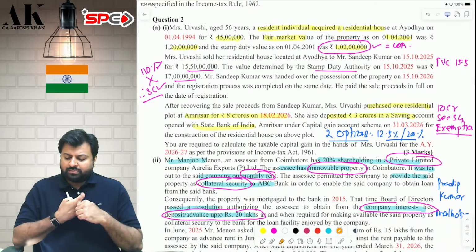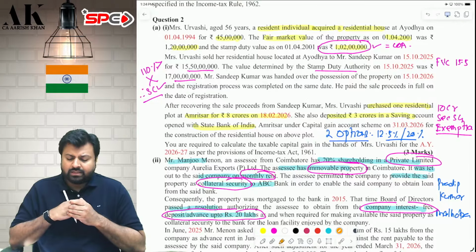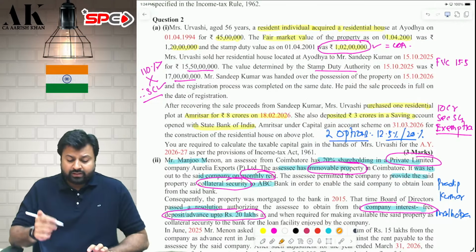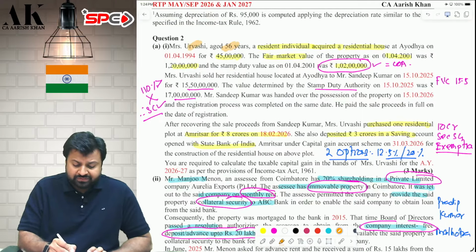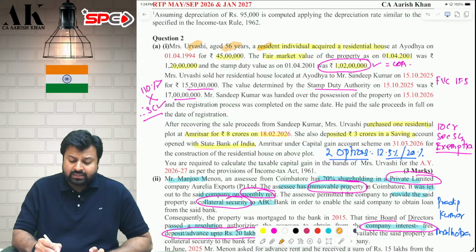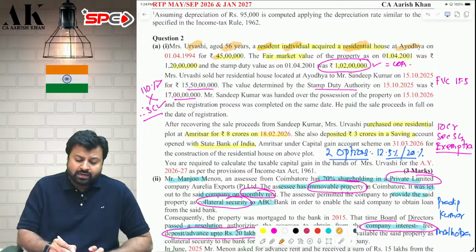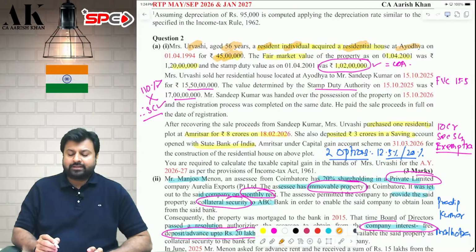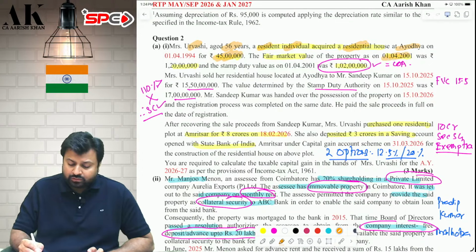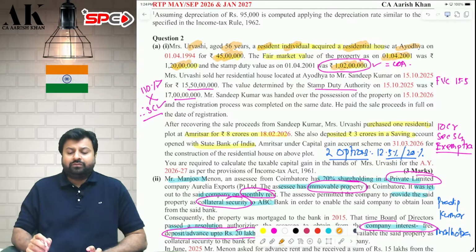Now, coming to question number 2, a very simple question. There are three parts in this question. First part: Mrs. Urvashi, who is 56 years old, is a resident individual. She acquired a residential house at Ayodhya in 1994 for 45 lakhs. The market value of the house on 1/4/2001 is 1 crore 20 lakhs. The stamp duty value is 1 crore 2 lakhs on 1/4/2001.